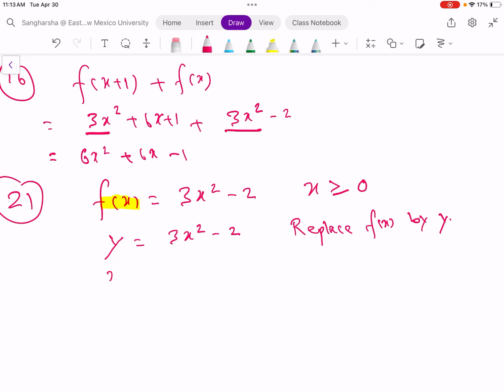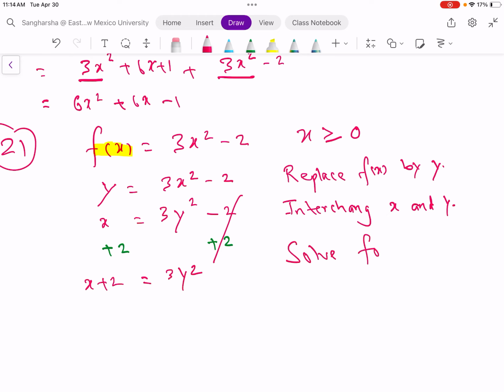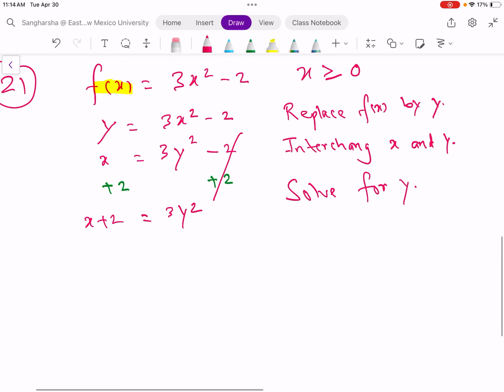So for y, we're going to write x. And for x, we're going to write y. So x equals 3y squared minus 2. You interchange x and y. This is your second step. And the last step is we solve this equation for y. We're going to make y by itself. So we add 2 on both sides. We have x plus 2 equals 3y squared. Next is solve for y, and your solution is the inverse.